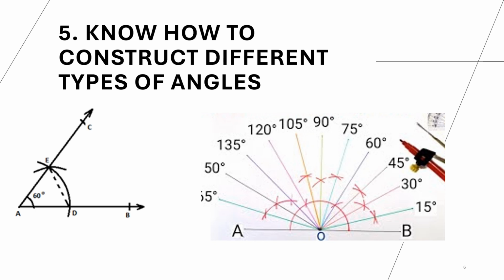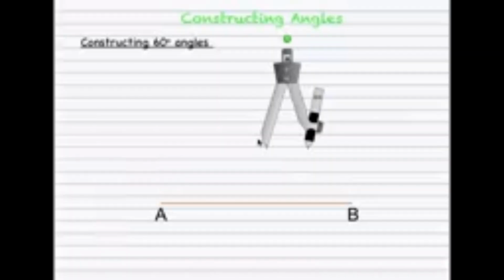Step 5, know how to construct different types of angles, like 60 degrees, 90, 75, 45, 15, 165, 135, 120, and so on.